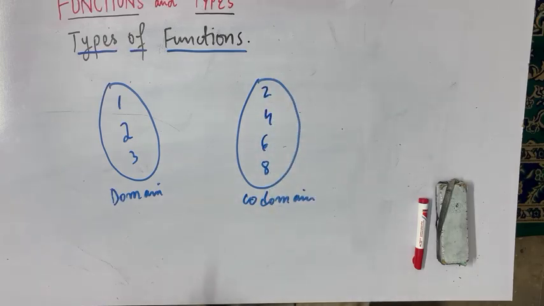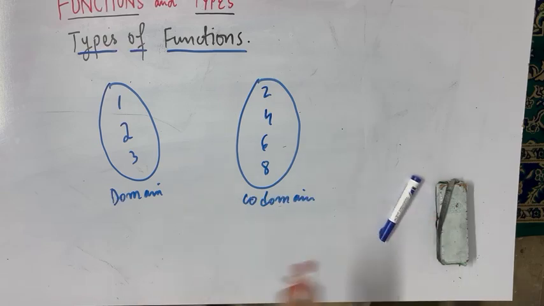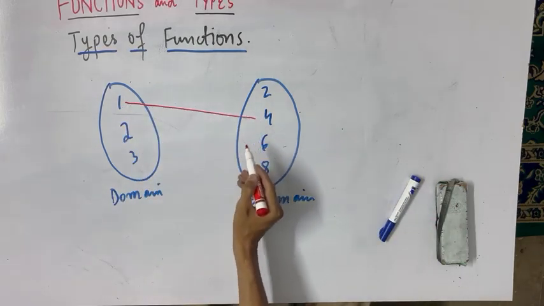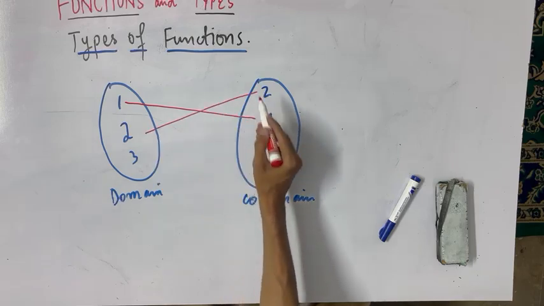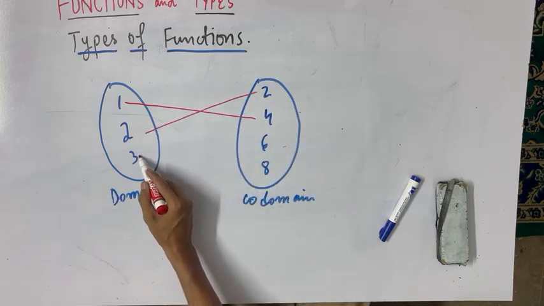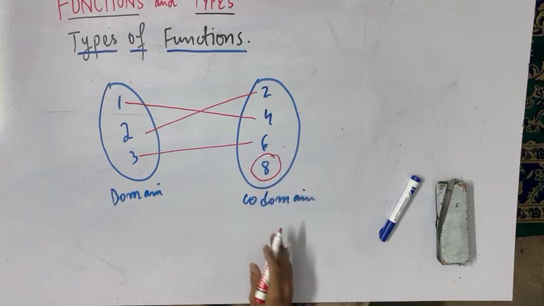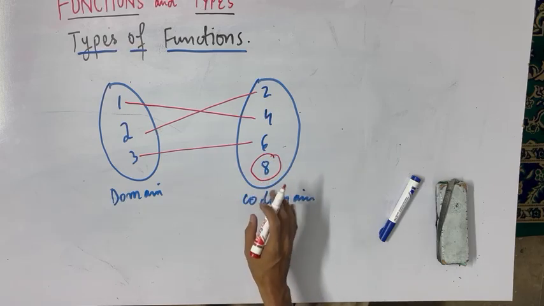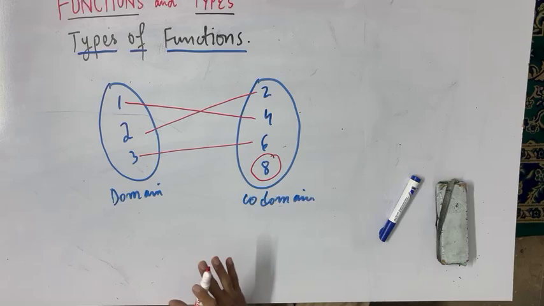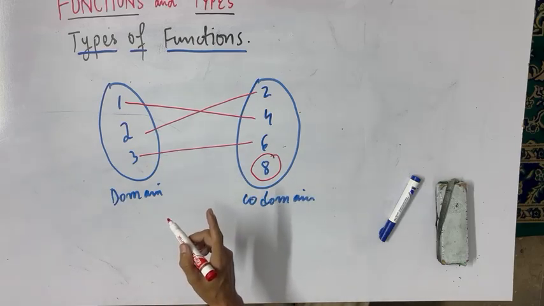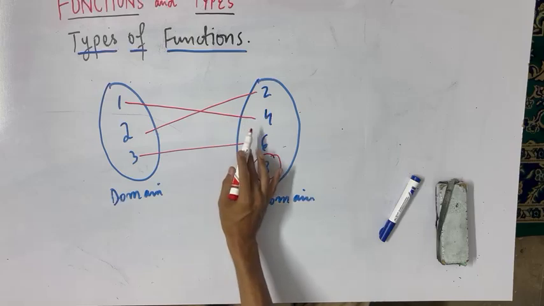Now let's say that this input has this output, this input has this output, and this input has this output. Now what is left? You can see that in the codomain one element is left, but it is still a function. If you remember the conditions that we have already discussed, one input has only one output.